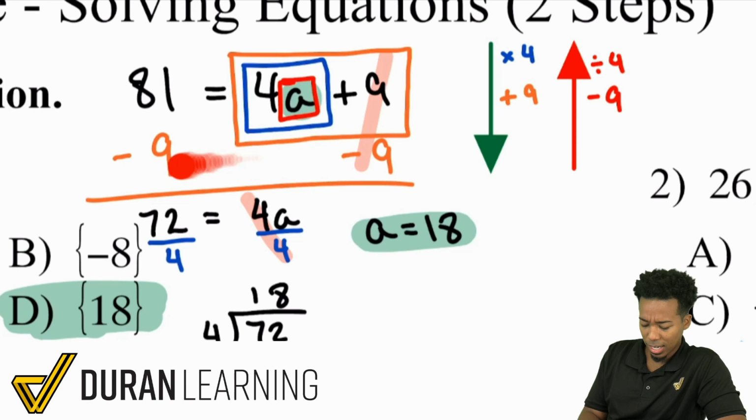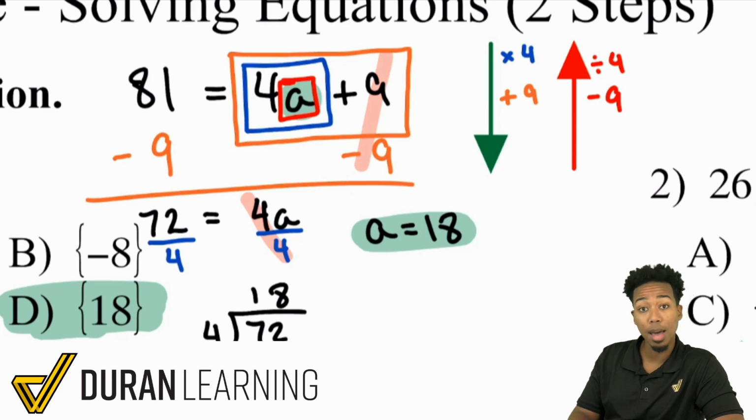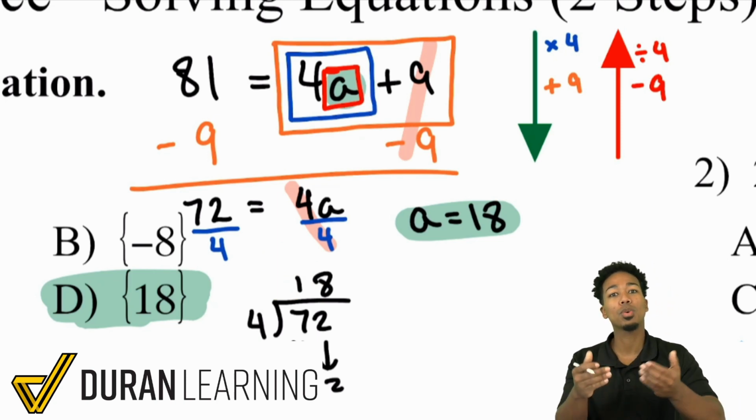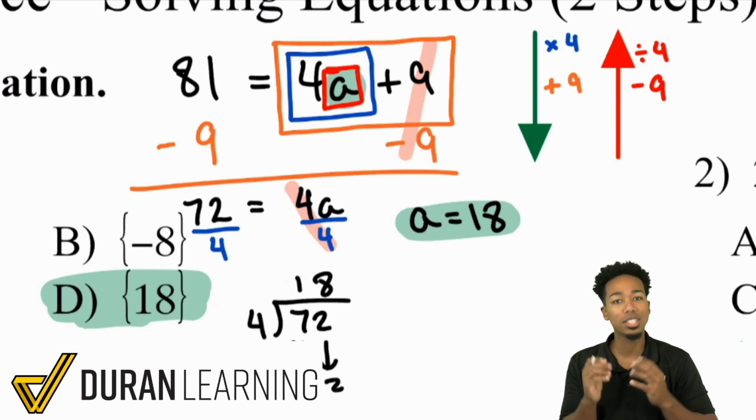We subtracted 9 on both sides first, and then we divided 4 on both sides. That's the exact opposite of what would have happened if we knew what A was. Remember, if we knew what A was, multiply by 4 first, then add that 9 at the end. Working backwards, you start at that last step and do the opposite. Subtract 9, and then divide 4. That's exactly what we did. We just went backwards. That's all we did.